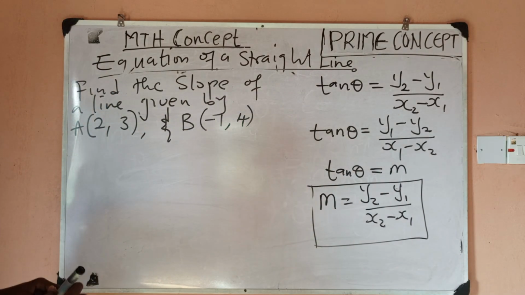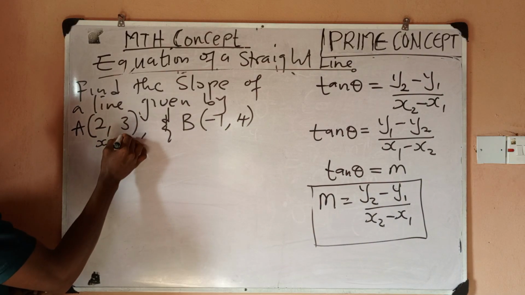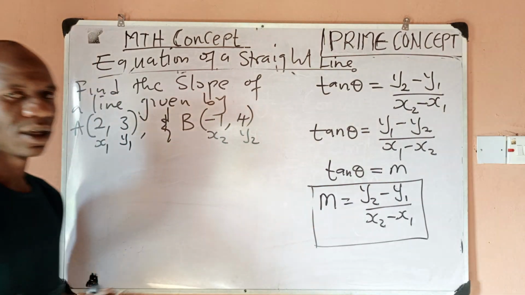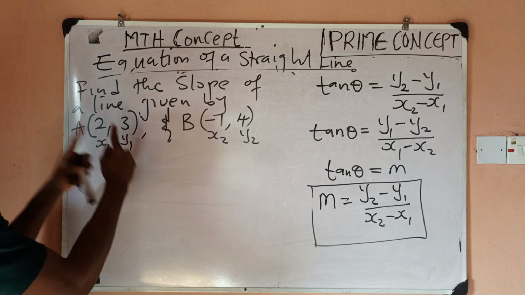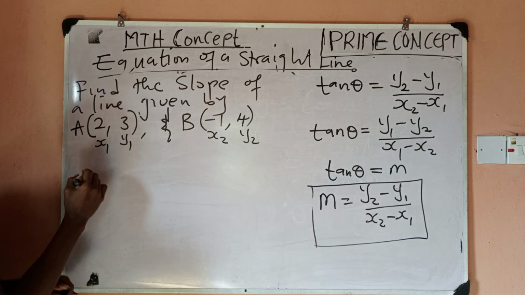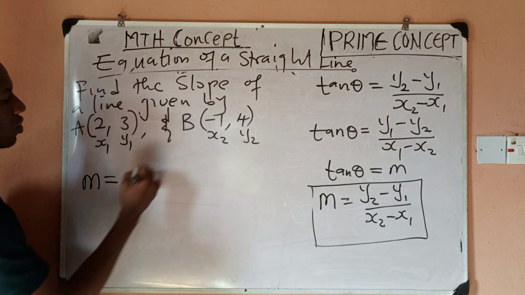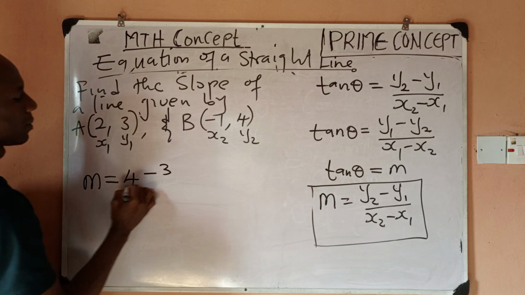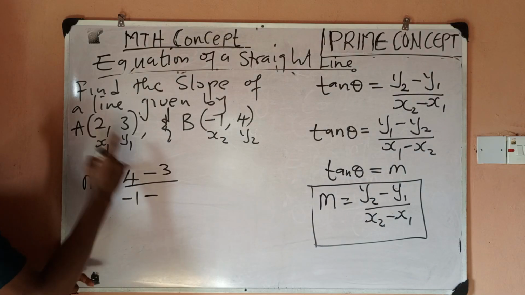So we want to simply get the slope, knowing that if I call this x1, then I should call this y1. If I call this x2, I should call this y2. I can also do the reverse. I can still call this x2 and call this y2, then x1, y1, to give you the same result. So your slope, m, using this relationship, is going to be y2, which is 4, minus y1, which is 3, all divided by x2, which is -1, minus our x1, which is what?